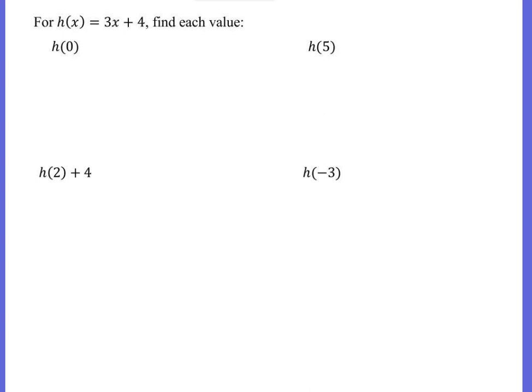H of 0. What am I going to do? Substitute 0 in for x. So I write h of 0 equals 3 times 0 plus 4. Okay, what is 3 times 0? So what do I get for h of 0? 4. That's it. H of 0 equals 4.